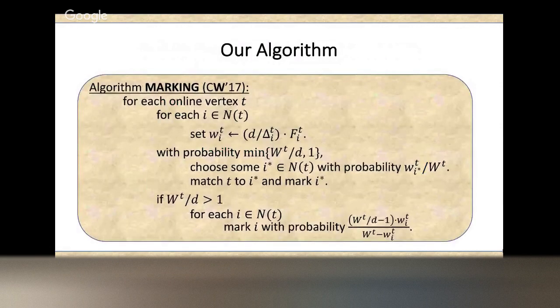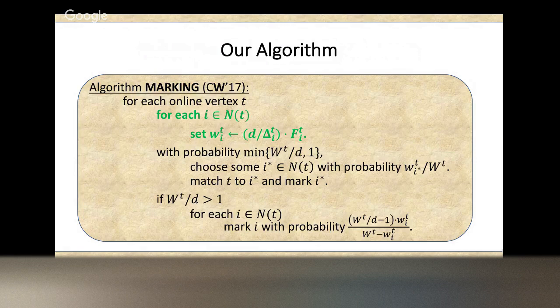Now, without further ado, here's the algorithm. So our algorithm, which we call marking, works as follows. For each online vertex t, we look at each of its neighbors, i, and we give it the weight d over the residual degree of i at time t times the indicator for whether or not it's free at time t. We'll get to where this expression comes from, but we basically went over it earlier, so soon we'll see that it's the same expression.